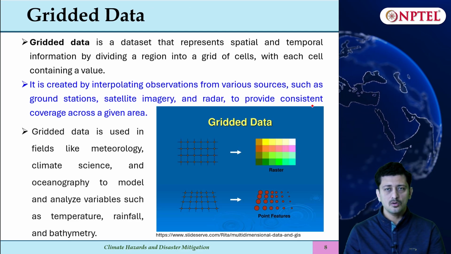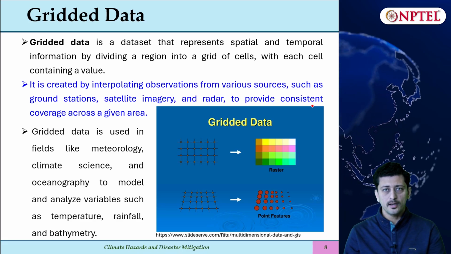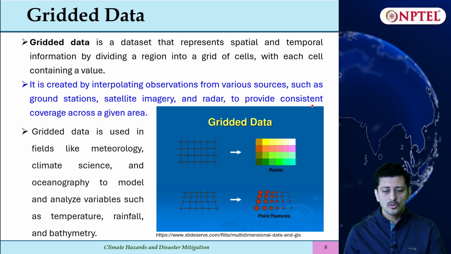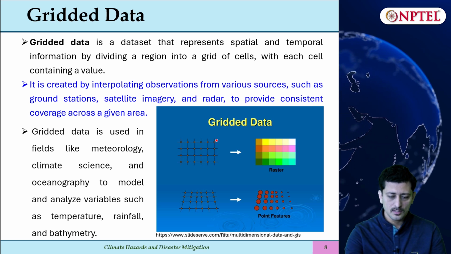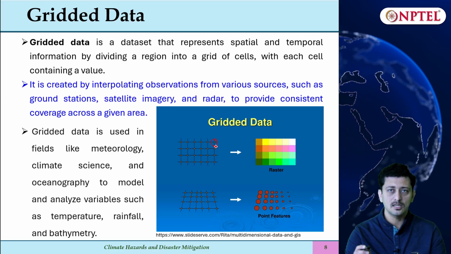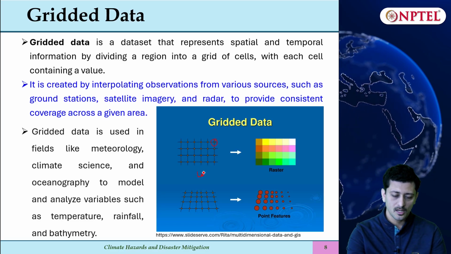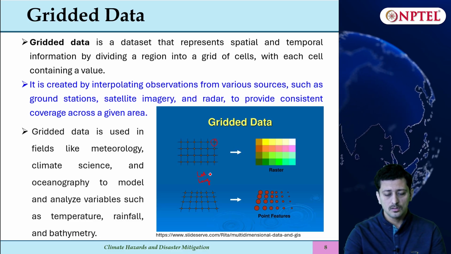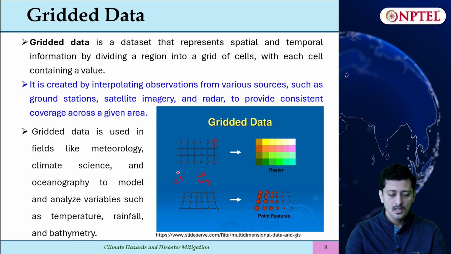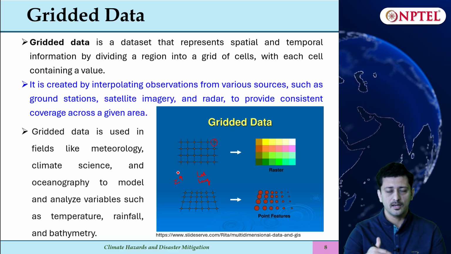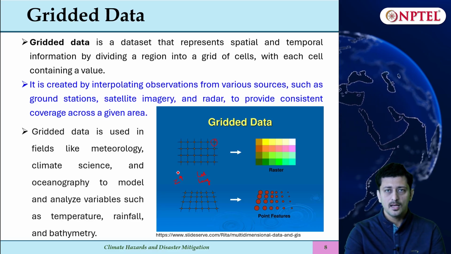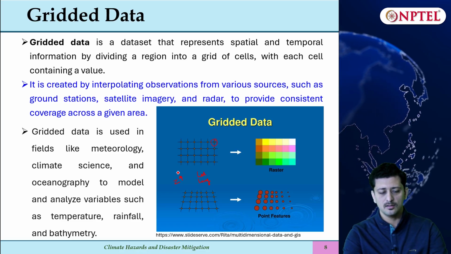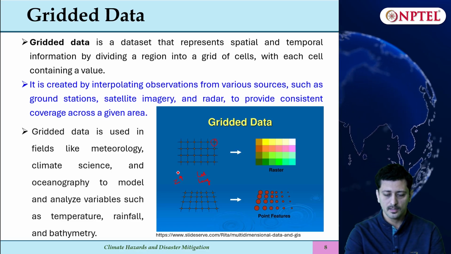So gridded data represents your point observations or any other observation in a very spatially consistent format. You can see that each grid is represented by a combination of a latitude and longitude. If you include a third parameter of elevation, then you can get those variables at different heights, like different geopotential heights, for example air temperature varies with height. If you want to represent that, then you can use this gridded data.